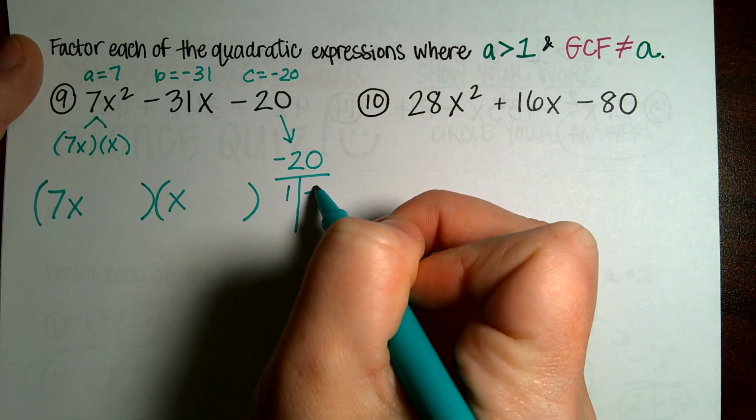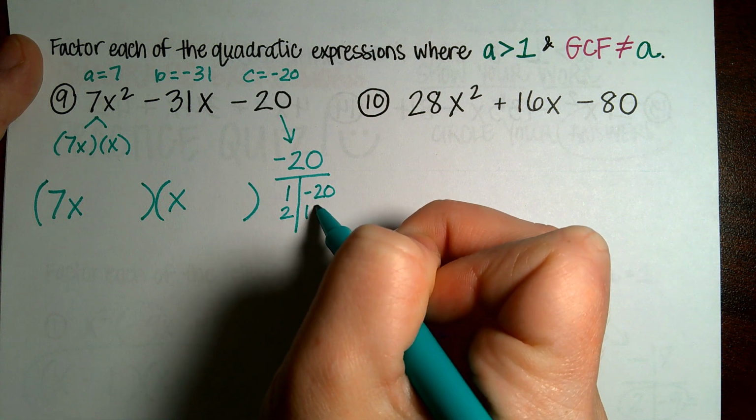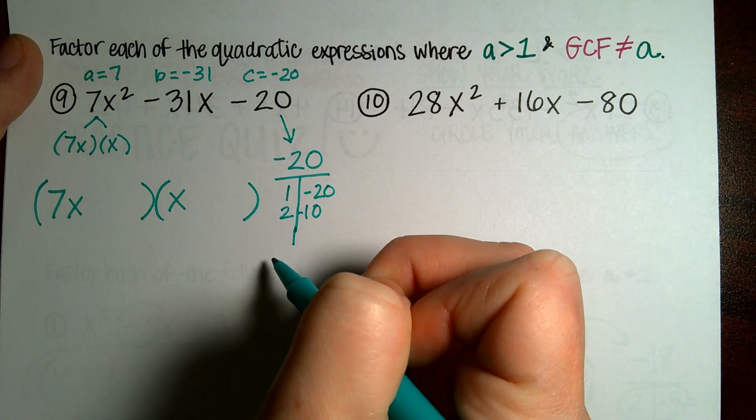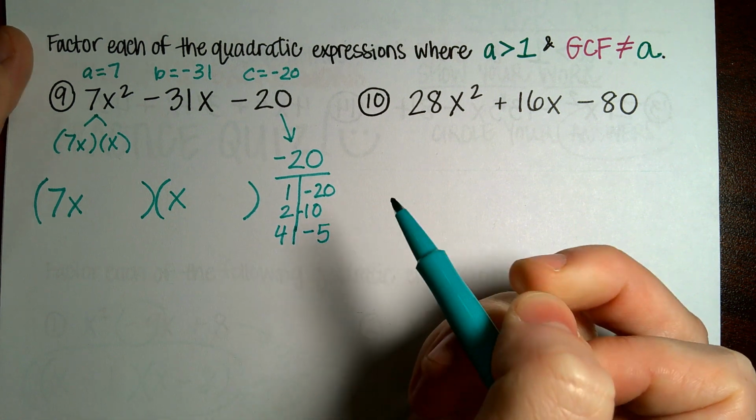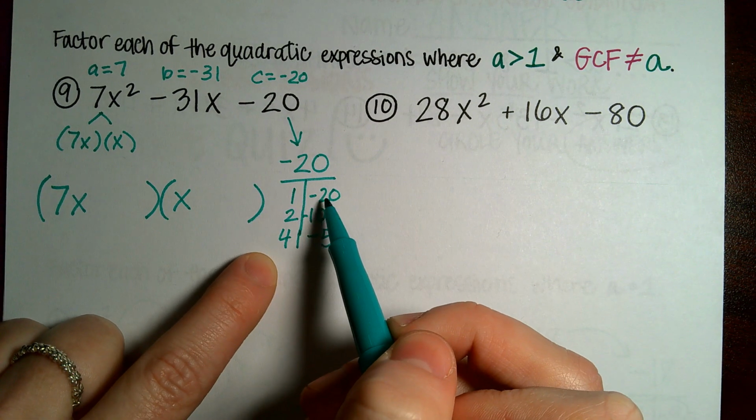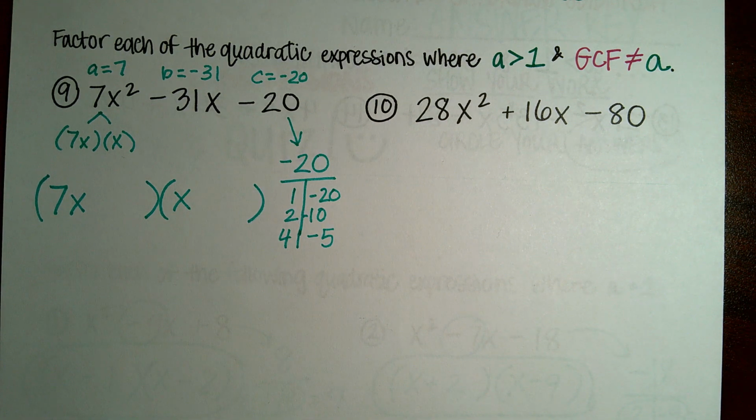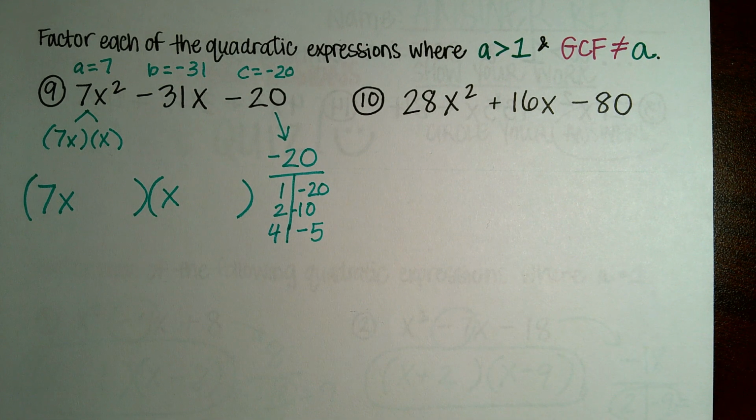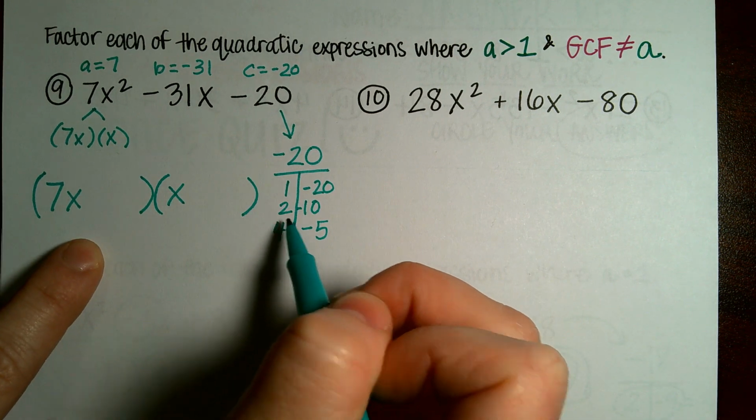1 and negative 20, 2 and 10. Oh, yeah, 10, sorry. And then 3 doesn't go into negative 20 evenly. So 4 and negative 5. And that's as far as we can go. All we would be able to do to try the other options is change where the negative is on which number. So which one would you guys like to try first? 2 and 10? Sure, let's try it. So do we want to do plus 2 minus 10?